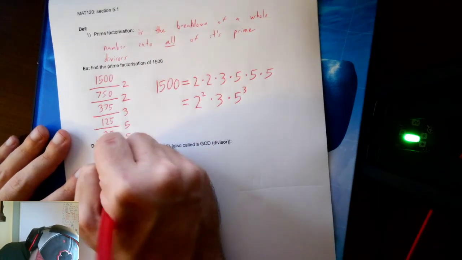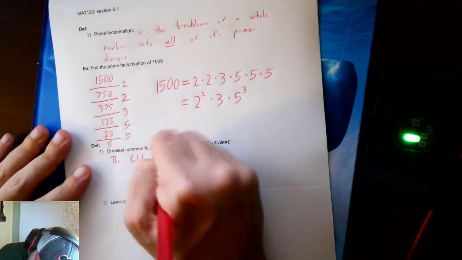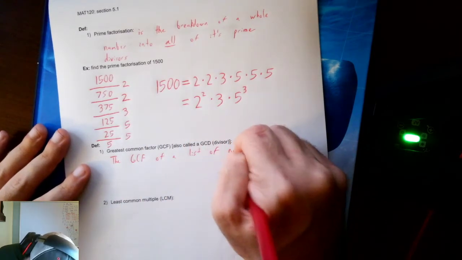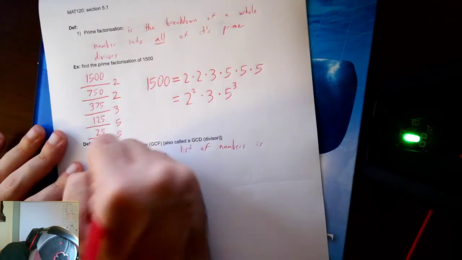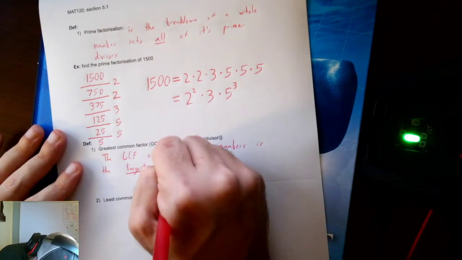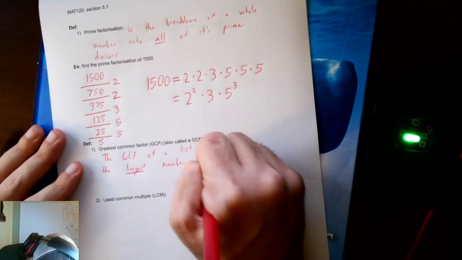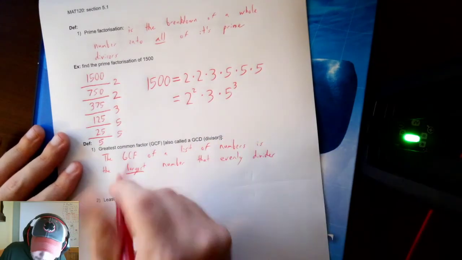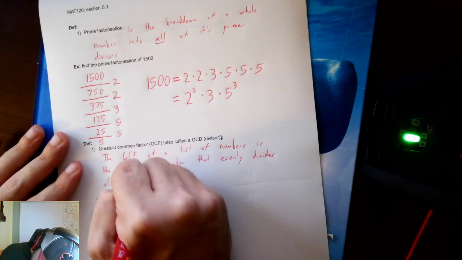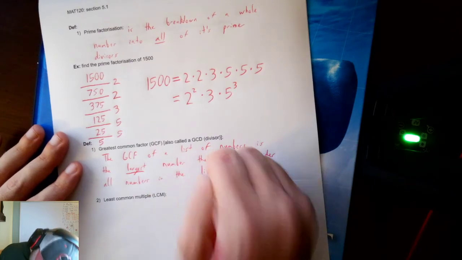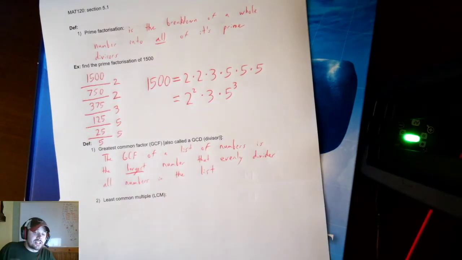The GCF of a list of numbers is the largest number that evenly divides all numbers in the list. The GCF is the largest number that evenly divides all numbers in the list.